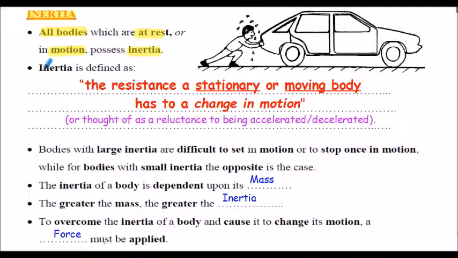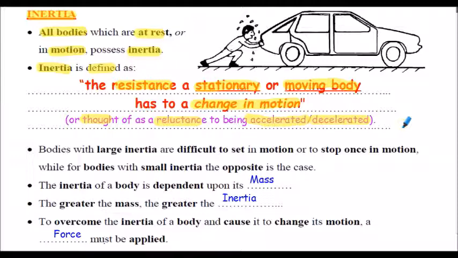Now this is how he defined inertia. Inertia is defined as the resistance of a stationary or a moving body, with constant velocity, to a change in motion. In other words, to take a stationary body and increase its speed, for example, or take a moving body and decrease its speed, there's an internal resistance in the body to this acceleration or deceleration, to changing its motion. You can think of it as a kind of reluctance to being accelerated, increasing its speed, or being decelerated, reducing its speed. That's inbuilt inertia as Newton defined it.